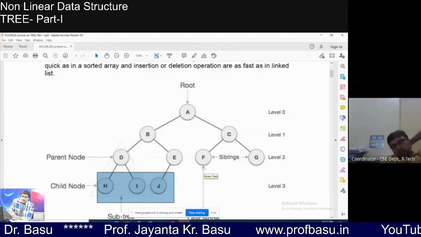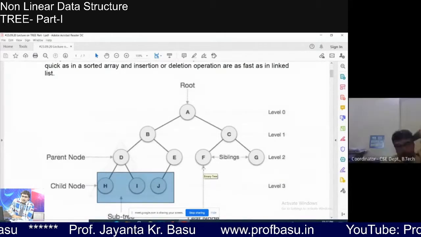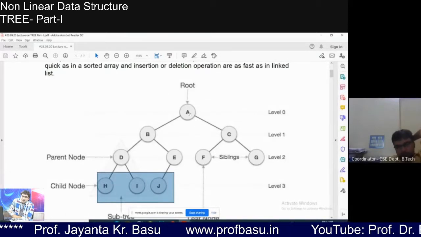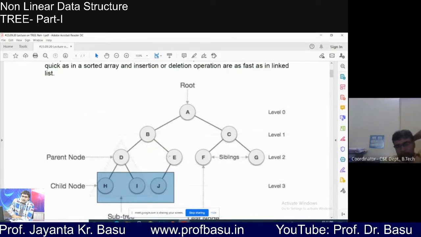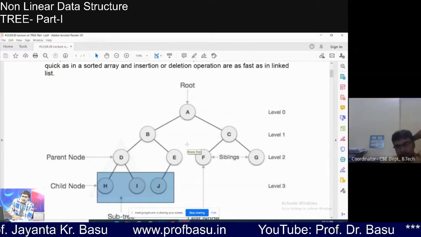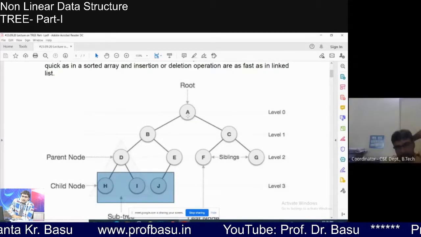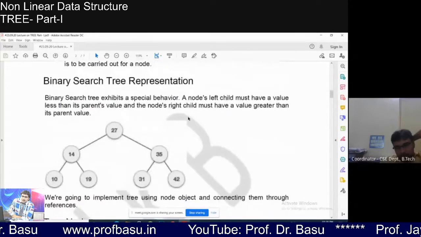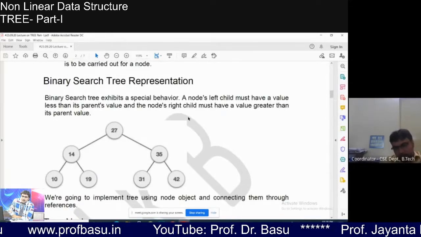Who will answer? Value, sir, value. Not only value, saying just value would be wrong. These are also values, right? Yes sir, A, B, D, each and every character has a specific ASCII value. It's an alphabet value, it is a numerical value. So saying only value is wrong, this is not the correct answer. What is the correct answer?